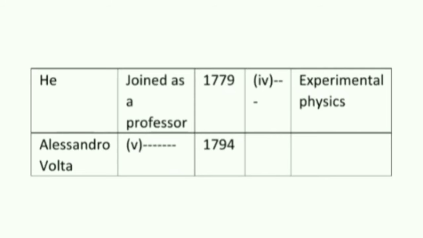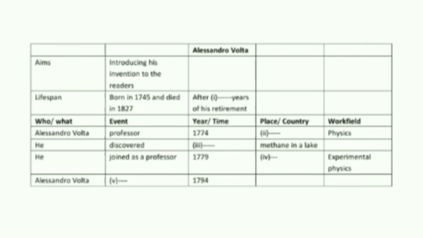Last option, that is Alessandro Volta, year is mentioned here, 1794. What happened in 1794? Yes, you are right. Married an aristocratic lady. This is the question for Alessandro Volta at a glance.